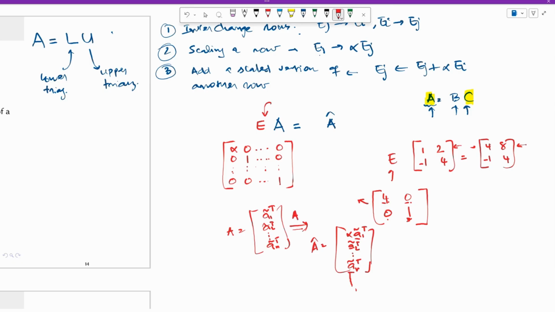Similarly, if I wanted the ith row of A cap to be alpha times the ith row of A, how would this change? Well, what if I wanted the second row of A cap to be alpha times the second row of A? Then how would this change? Yeah, this will be 1, this will be alpha. If it's the ith row, then the ith diagonal element will be alpha, and everything else on the diagonal will be 1.